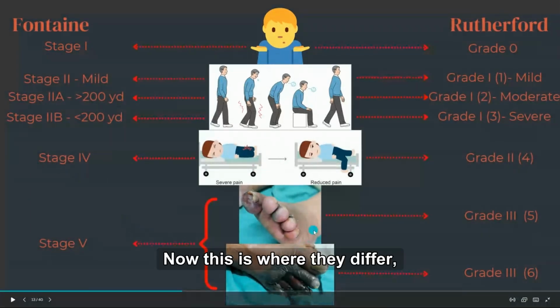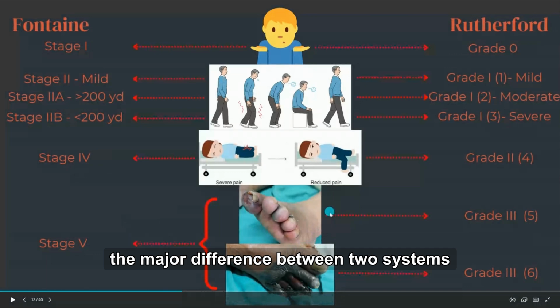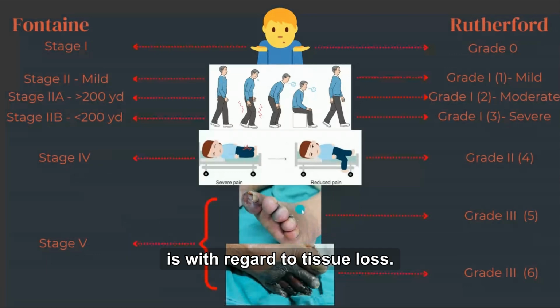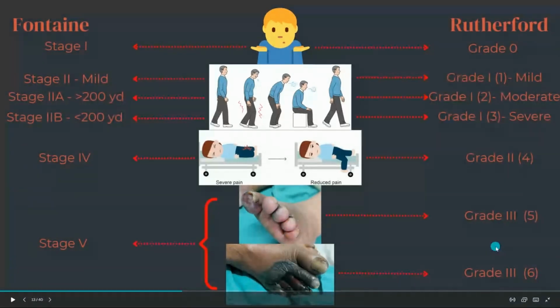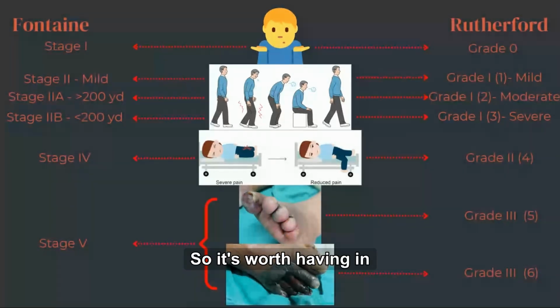Now, this is where they differ. The major difference between the two systems is with regard to tissue loss. If you've got tissue loss, you're stage 5 in Fontaine. If you've got a small ulcer, just limited to a digit or something, you're grade 3, category 5 in Rutherford. And if you've got gangrene, particularly extending beyond the metatarsal level, that's grade 3, category 6 in Rutherford. So it's worth having in the back of your mind.